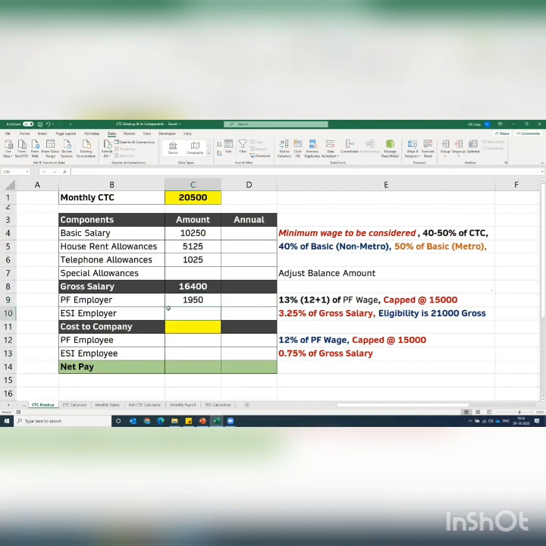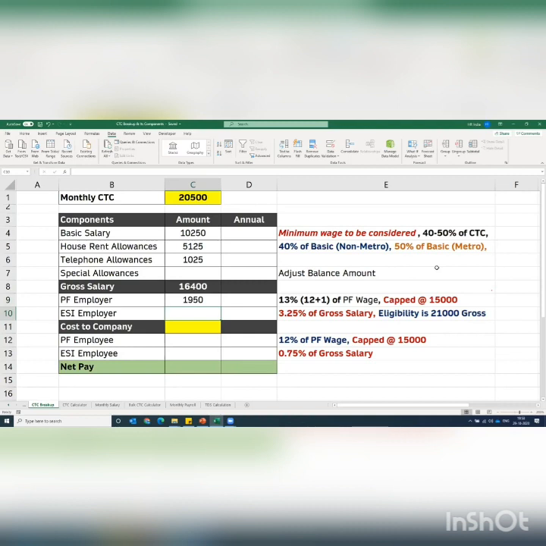Now, the second thing we have to calculate is the ESI contribution for the employee. For ESI, the first thing we check is the eligibility. We need to check whether the employee is eligible for ESI or not. Because in ESI, if the employee is earning more than rupees 21,000, he is not eligible for ESI benefits, and the contribution will also not go for that employee, right? So that's why we first calculate the eligibility criteria.